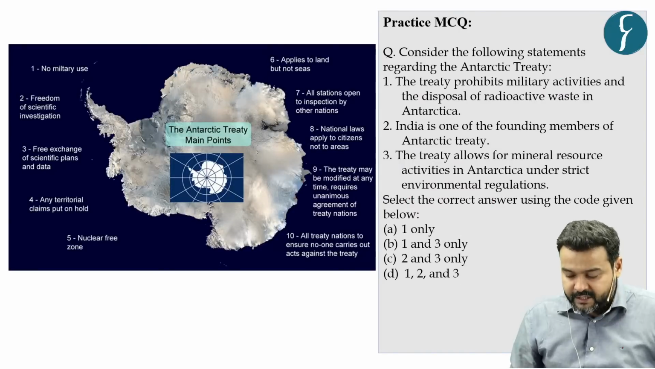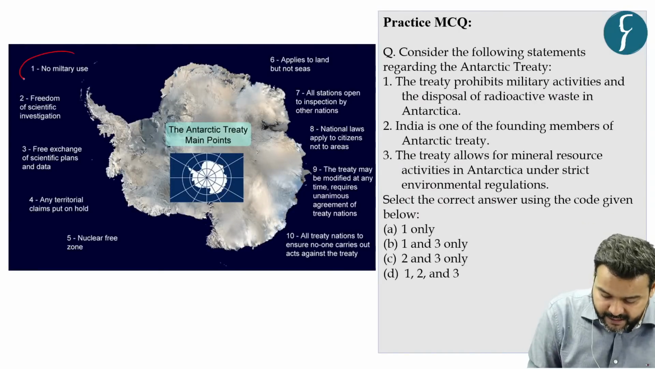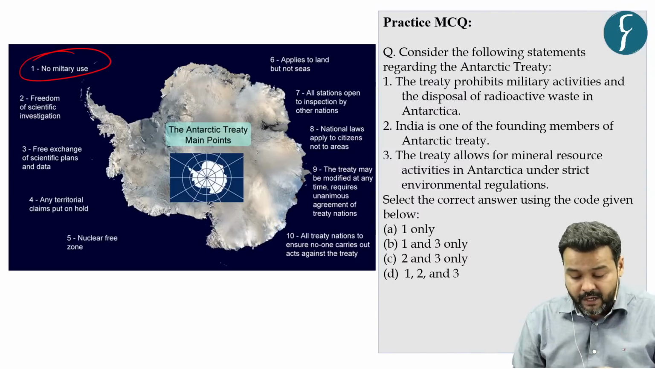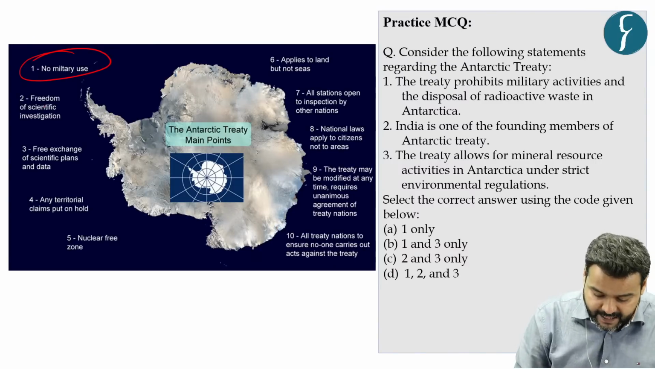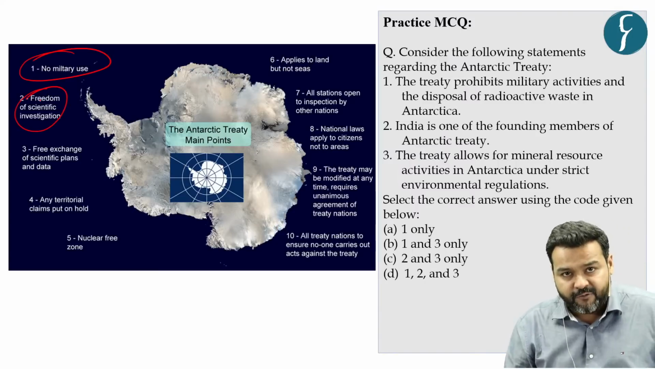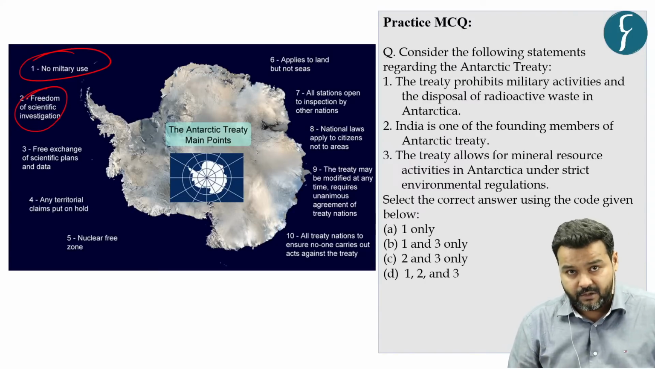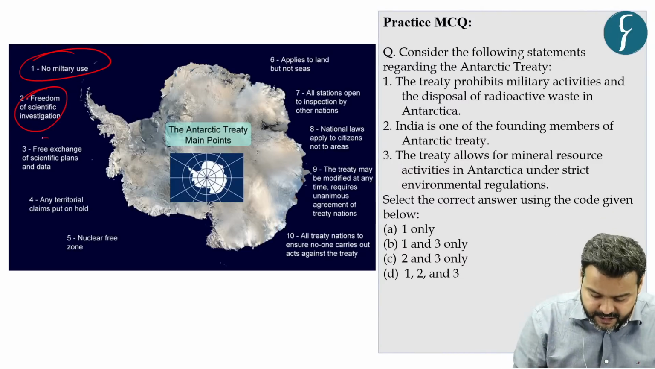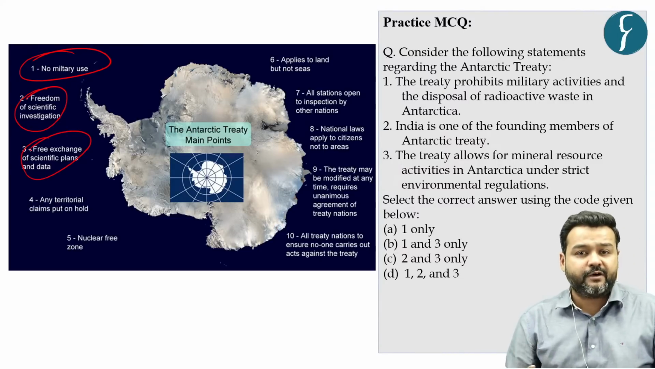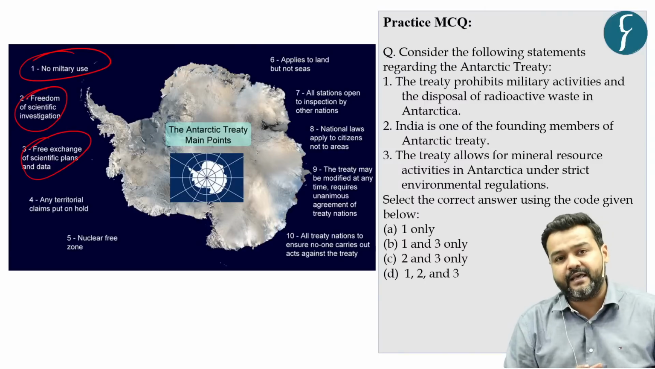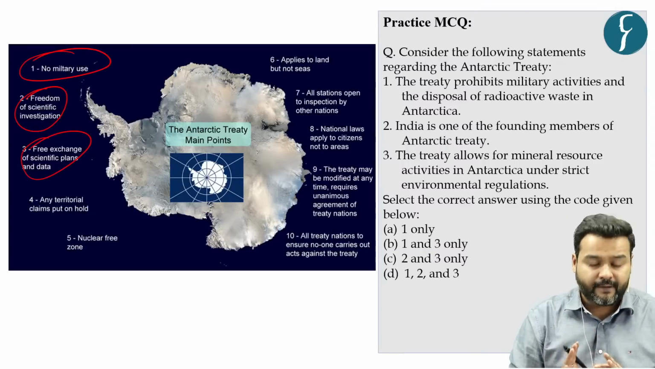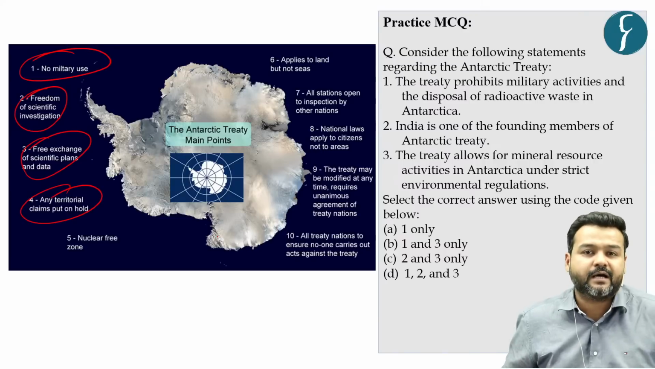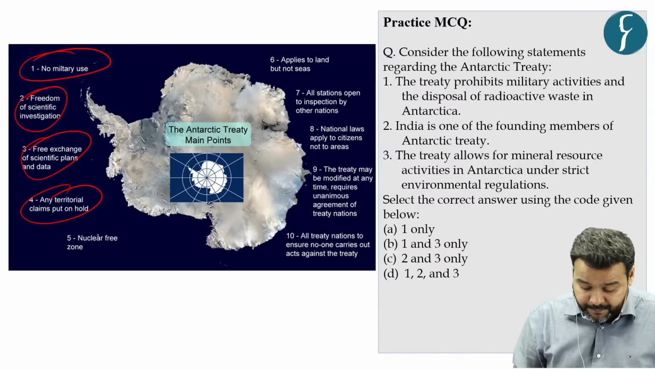What this treaty focuses on, as I told you, is that this area should not be used for military purposes. It should only be used for peaceful purposes. Second, there is complete freedom of scientific investigation. Mineral exploration and all those things cannot be done. This investigation is free for everyone, and these investigations and findings are accessible to anyone. Thirdly, there should be no territorial claim related to Antarctica. It was put on hold.